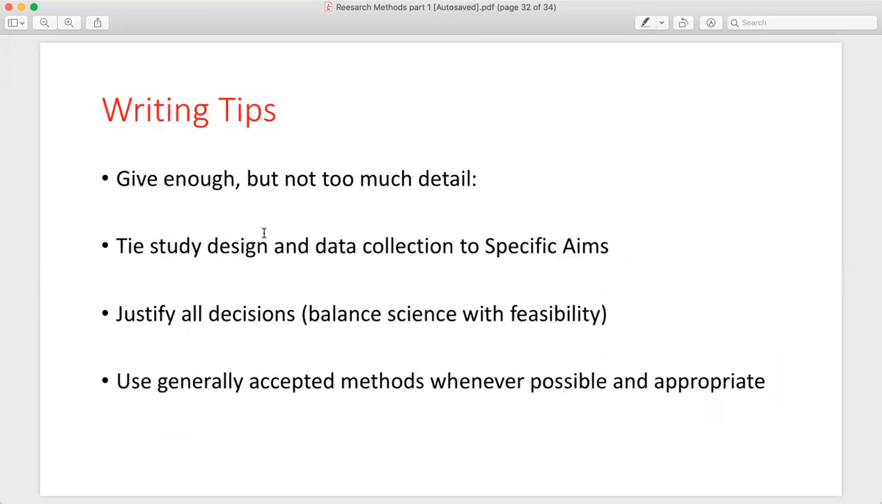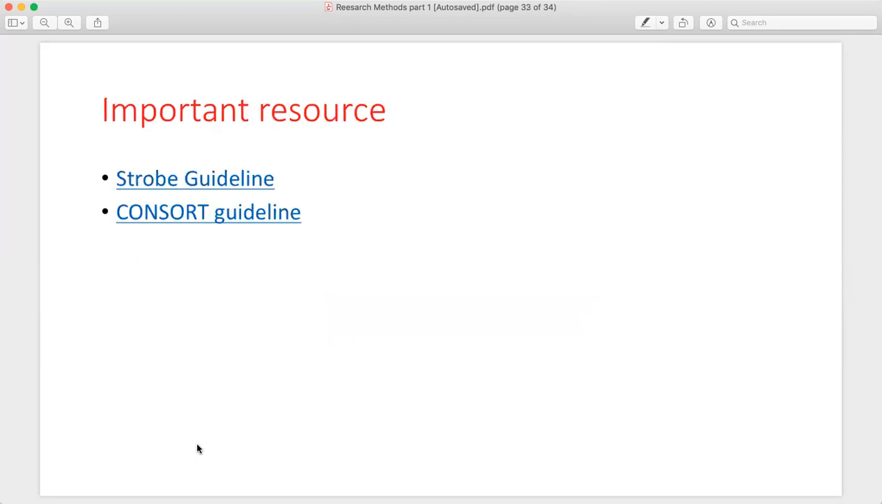Give enough but not too much detail. Tie the study design and data collection to your study specific aims or specific objectives. Justify all decisions, and balance science and feasibility. It is very okay at this time to say that I'm doing this research in Tulikale because it is feasible for me. It is fine. But if 100 studies have already been done in Tulikale, then that may not be justified. So you want to balance both science and feasibility. And use generally accepted methods whenever possible and appropriate.